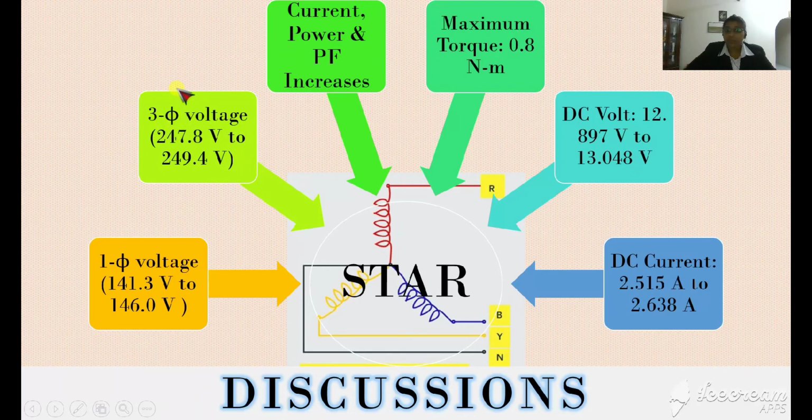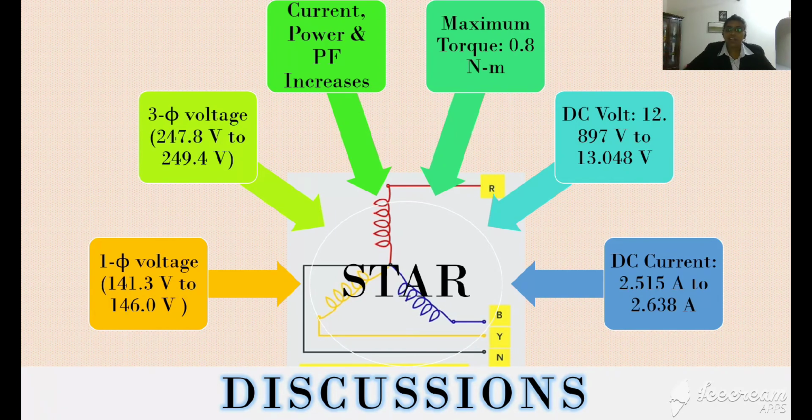Next, the current, power and power factor show an increment as the load value or the power value increases. From here, what we can see is that the maximum pull out torque, or the maximum load that the motor can manage, is at 0.8 Newton meter. For the 0.8 Newton meter maximum torque, we can observe that the readings are getting uneven compared to the previous readings obtained for 0 until 0.7 Newton meter load values.